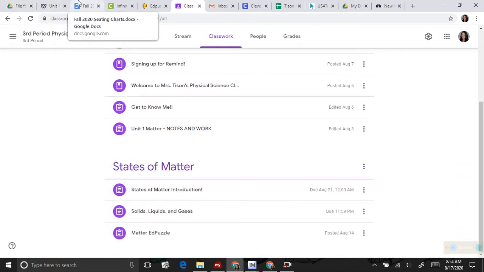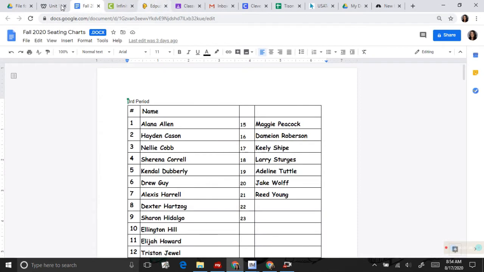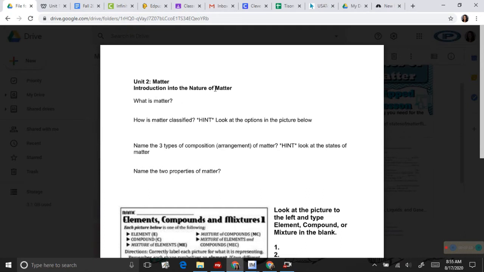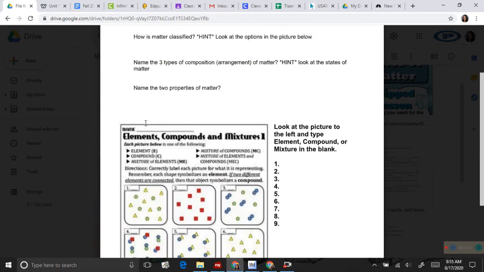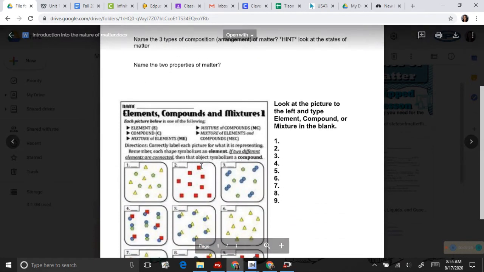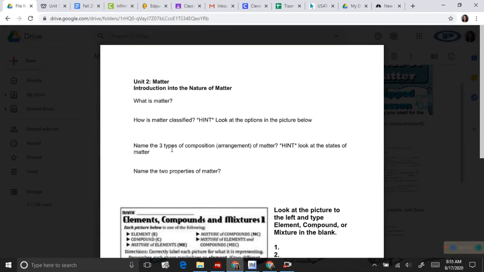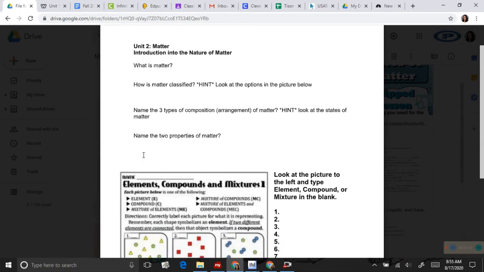All right. The assignment for today is to complete the introduction into the nature of matter. So we just talked about on our notes at the beginning of this video, or in the video you watched on my website, you can go back and get that. We have the definition of matter. I want to know what matter is. I want to know how matter is classified. What are these things down here? How can we break down matter into different types? Also, let's talk about the three ways that it can be composed. Let's talk about the three states of matter. List those right here. And then you're going to name two properties of matter.